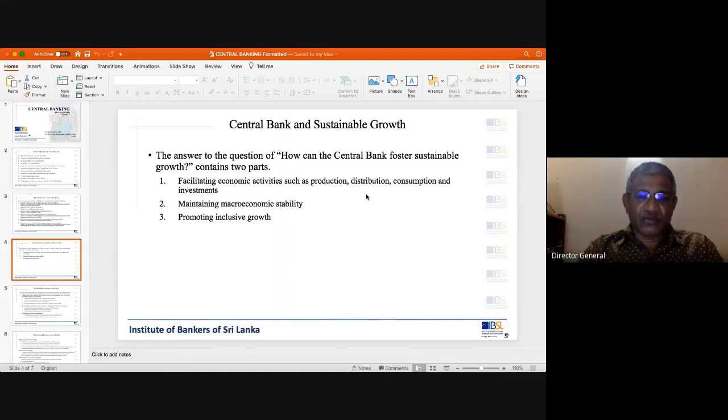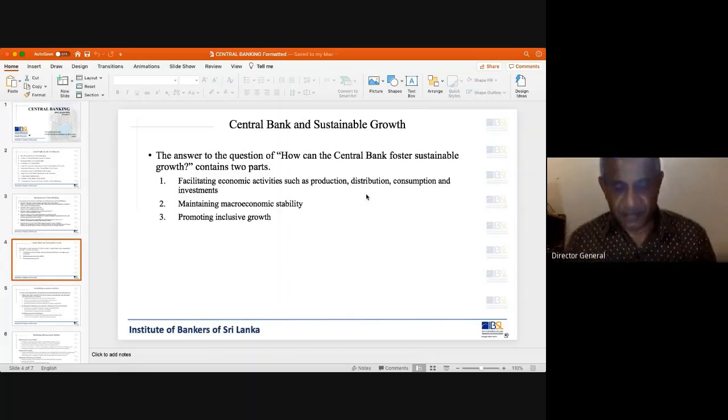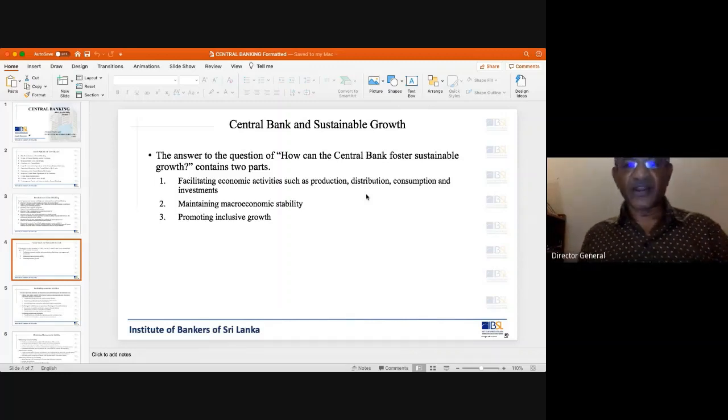Promoting inclusive growth. Macroeconomic stability, we said, means the economic agents engaged in consumption, production, distribution, and investment should feel they can comfortably design their plans and also execute them. That is what macroeconomic stability is. Third one is promoting inclusive growth. That also we will touch separately.